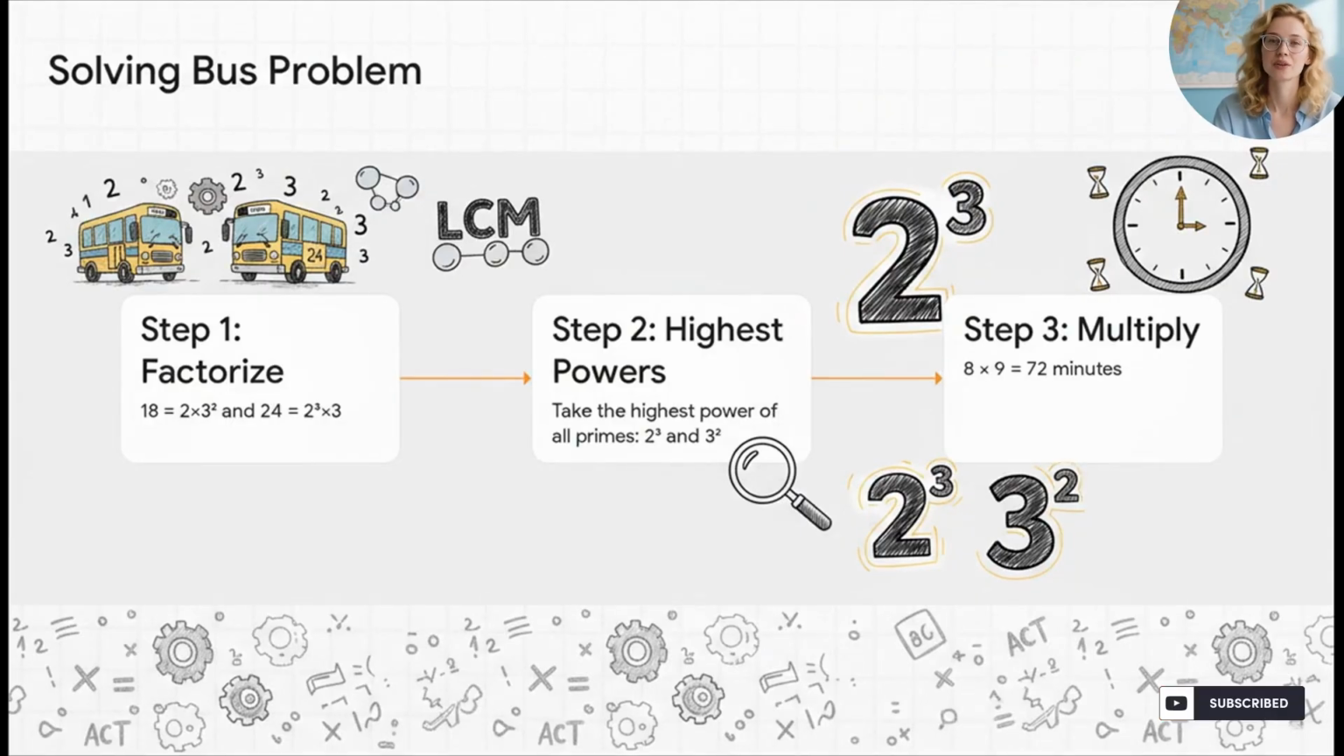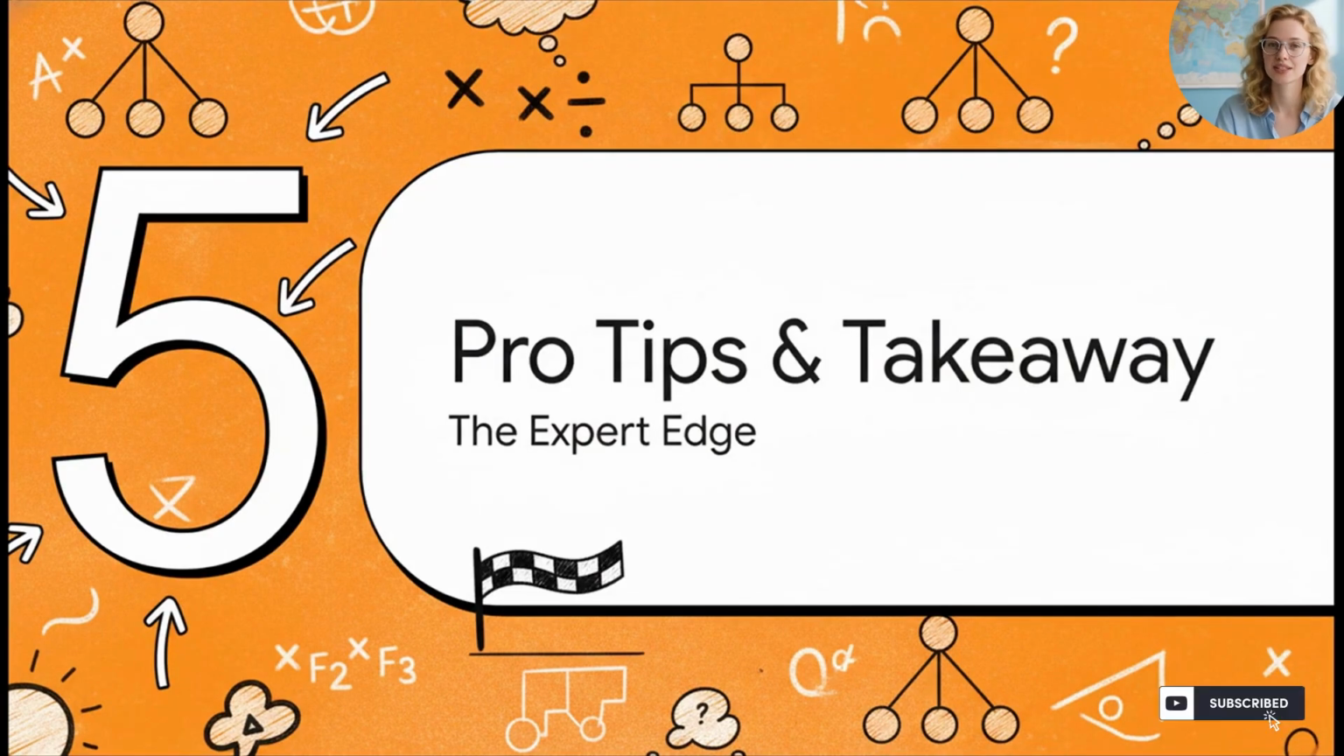Prime factorize 18 and 24. Now for LCM, what do we do? We take the highest power of all the primes. So we grab the 2 cubed from the 24 and the 3 squared from the 18, multiply them together, 8 times 9, and you get 72 minutes. That's when they'll meet again. Perfect. All right, let's wrap this up with a few final pro tips.